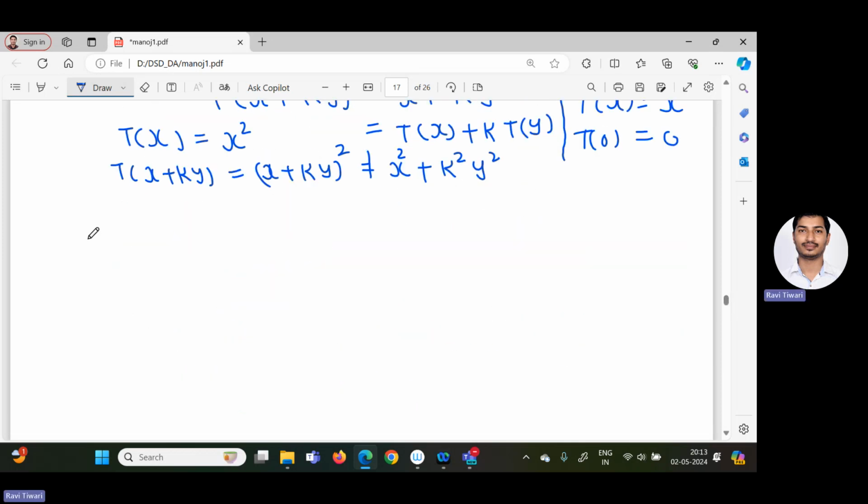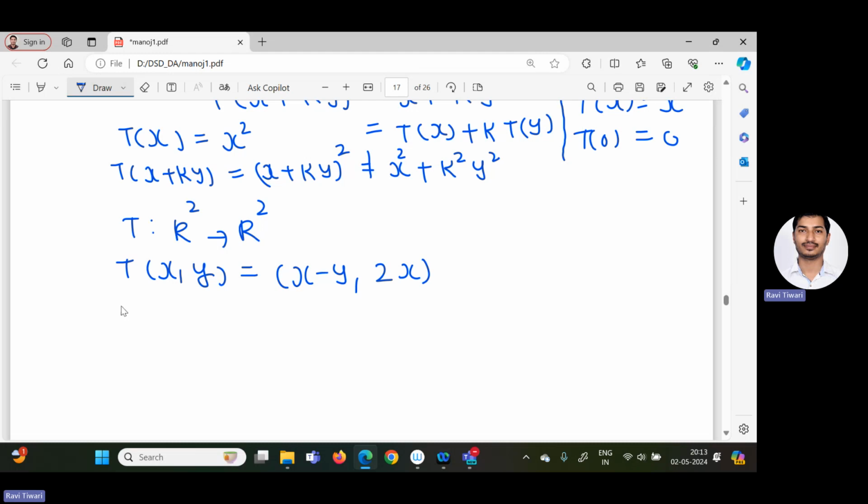Let me explain the next problem. Suppose you are given a general problem: T is a linear transformation from R square to R square, and T of x, y is given as x minus y as the first component, and 2x as the second component. What can we say about whether this T is a linear transformation or not?